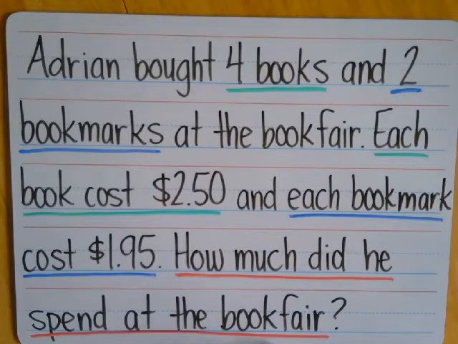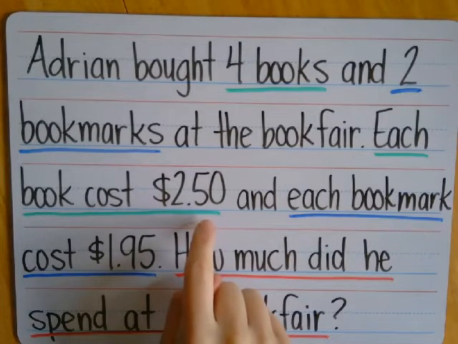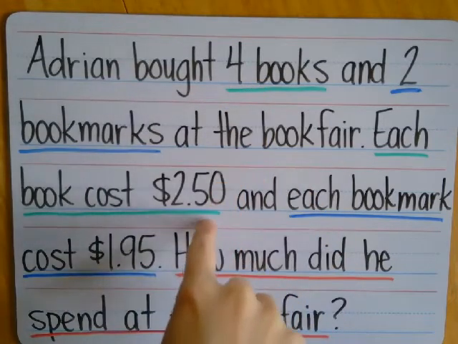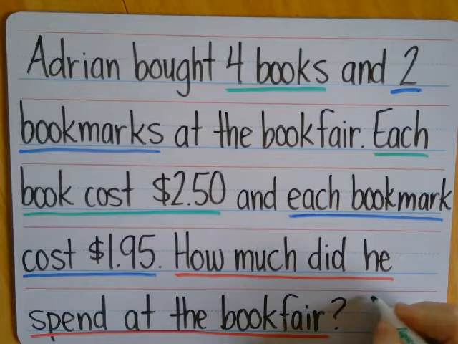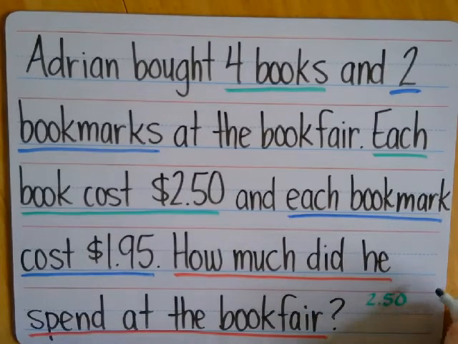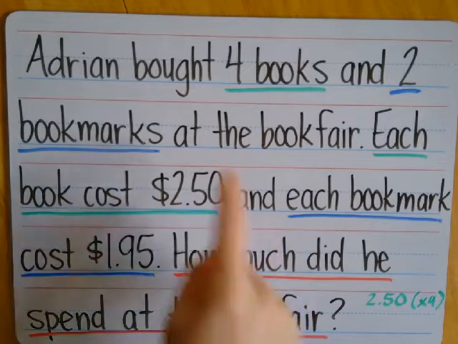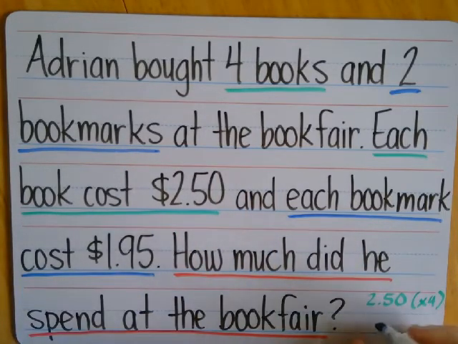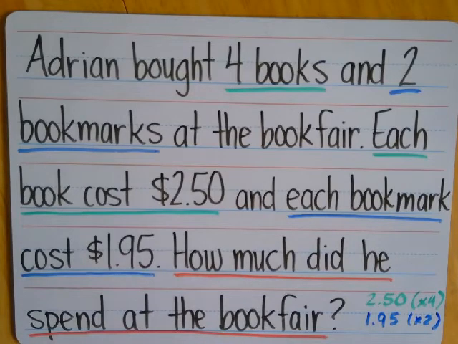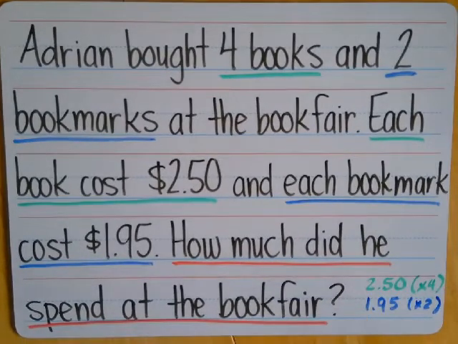If we want to know the total amount that he spent at the book fair, I know that I'm going to have to add up each book that he bought. So he bought 4 books at $2.50, so I'm going to have to add $2.50 4 times. And I know that he bought 2 bookmarks and they cost $1.95, so I'm going to have to add $1.95 twice. So after I add 4 books at $2.50 and 2 bookmarks at $1.95, I will need to add both of those together in order to get the total amount that he spent at the book fair. So I'm going to do that on the back of this.